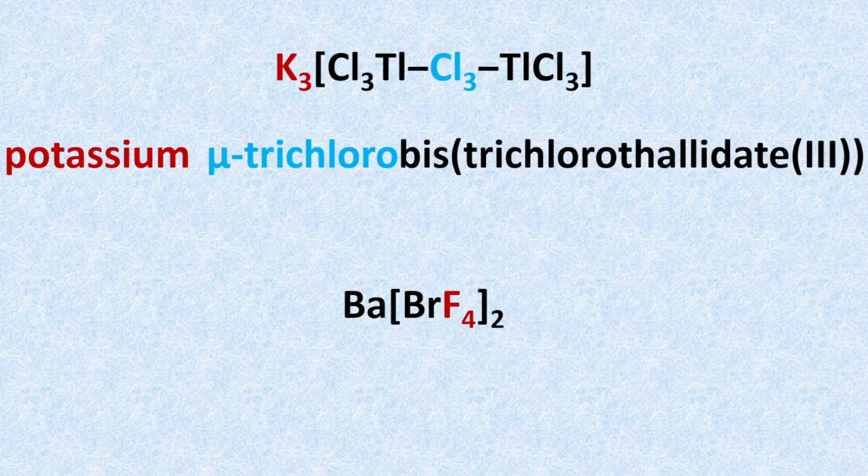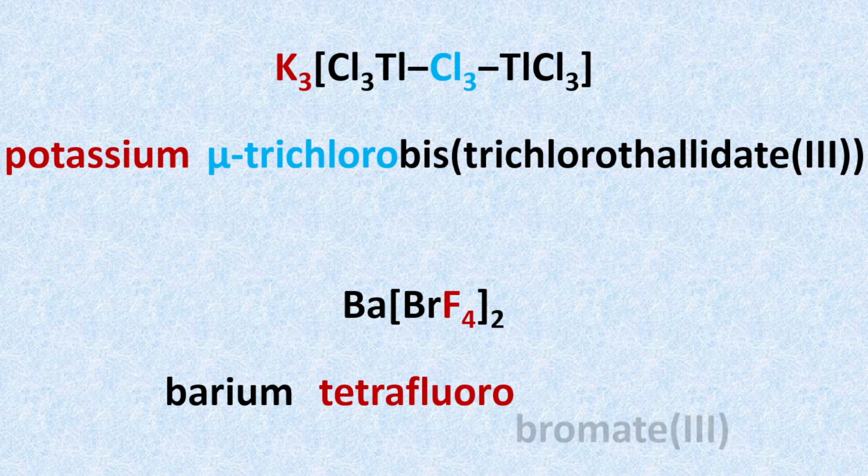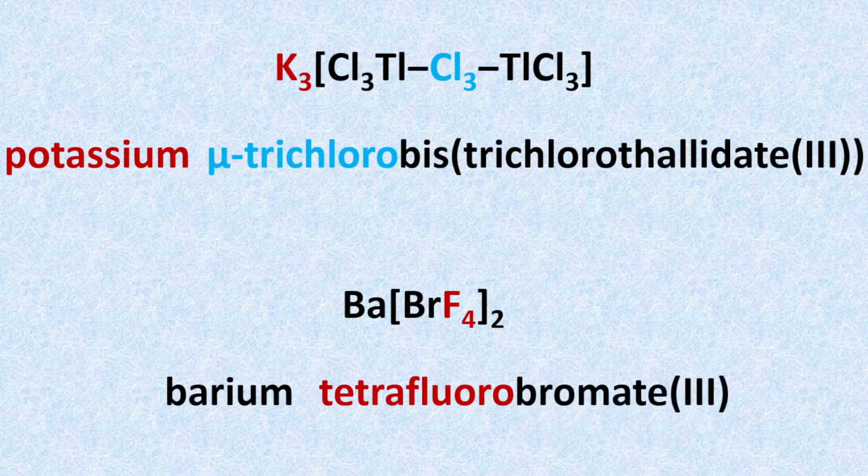In the second complex, we have barium tetrafluorobromate 3. The oxidation state of fluoride and barium is -1 and +2 respectively. So the oxidation state of bromine must be +3.